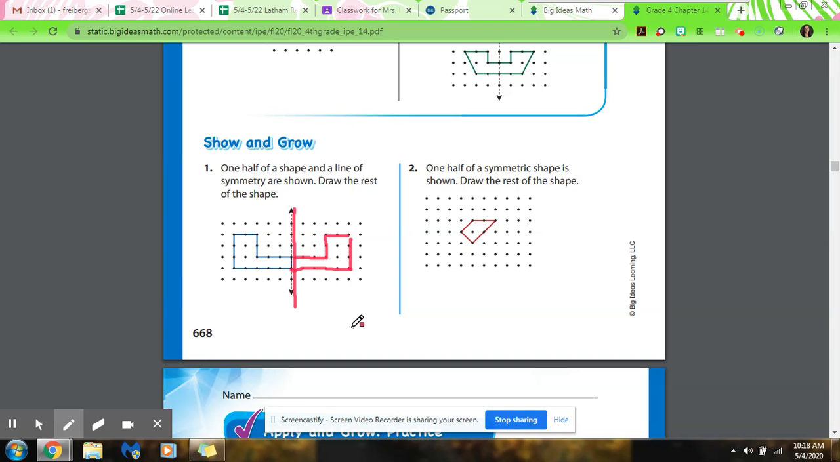So you can see that I have drawn the shape exactly how it looks on the opposite side when it is cut vertically. Again, they cut it up and down. That is a vertical cut. So I was trying to mirror that on the other side.